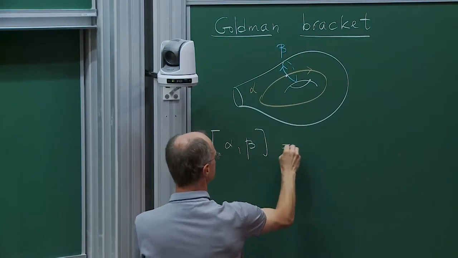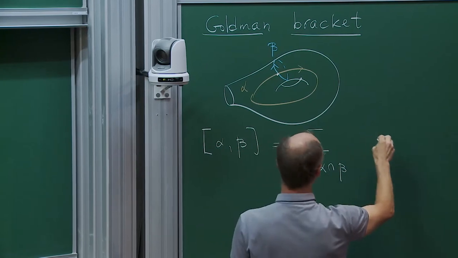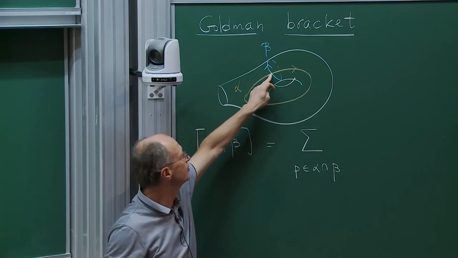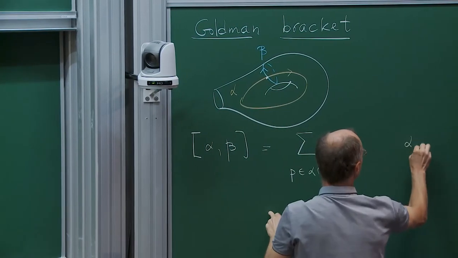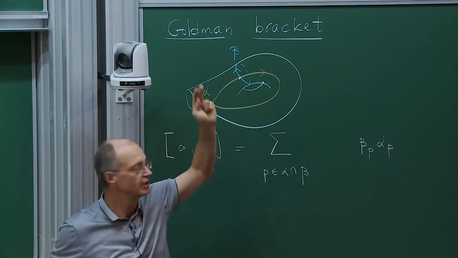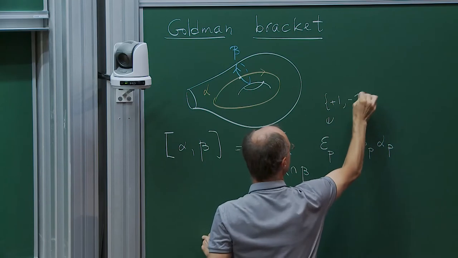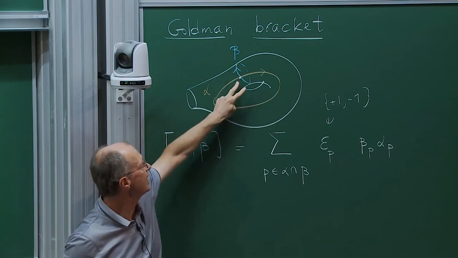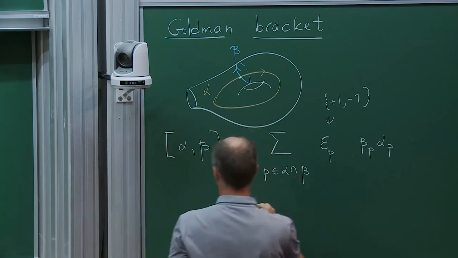Then the Goldman bracket of alpha and beta is equal to a sum over intersections of the representatives alpha and beta. And now we do the following. Once we have the intersection point p, we can construct a new free loop. We can go first along alpha and then along beta, starting from this point, right? So let me denote it alpha_p beta_p. That's a new loop which starts from p, but the initial point doesn't matter. And we multiply by the sign. The sign measures the relative orientation of the frame given by the tangent vectors to alpha and beta and the orientation of the surface.